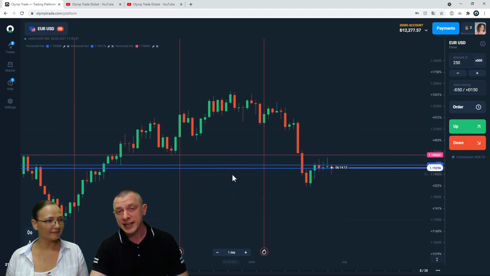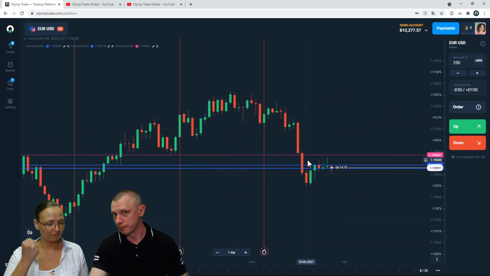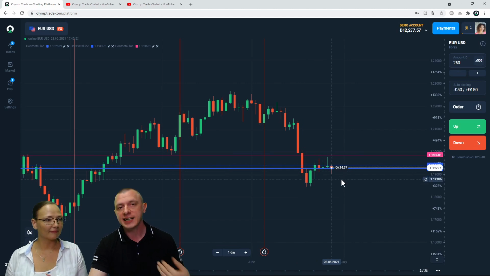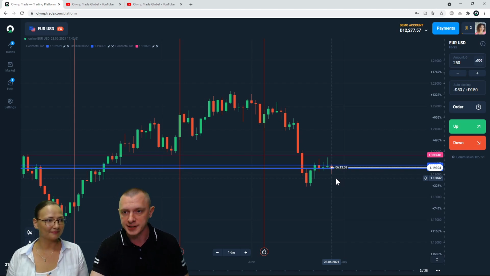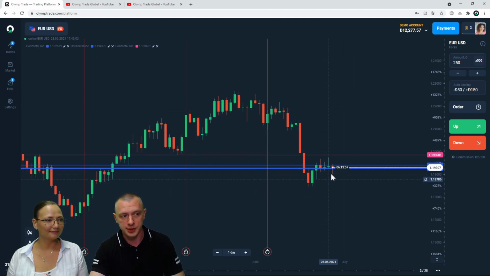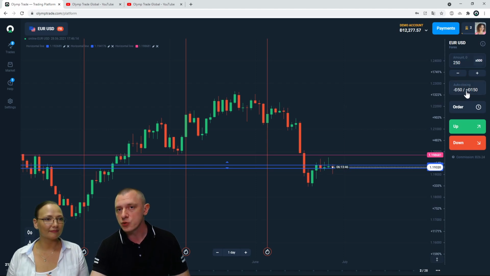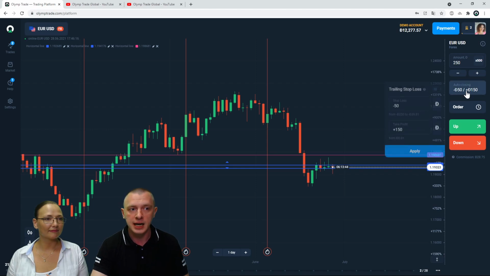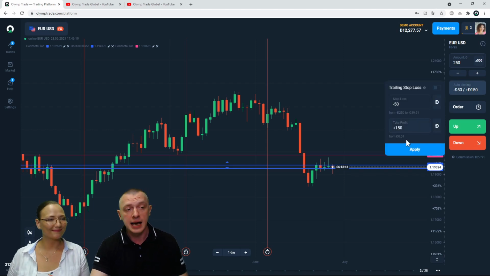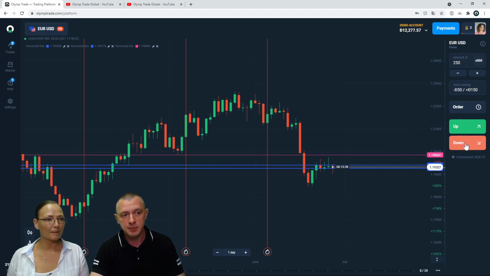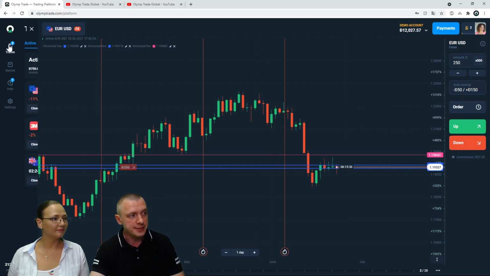So that's why we can say that this level is quite strong, and in this case we can expect that euro will continue to move down against the United States currency. So the United States currency will strengthen against euro. In this case, on Forex, I can try to trade down on euro. I will use the same amount, $250, with the same trading parameters: minus 50 as a stop loss and plus 150 as a take profit. Again, I set my down trade.